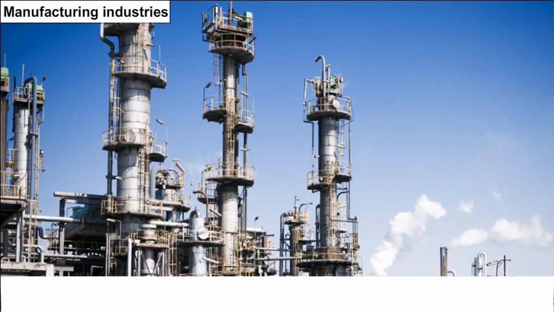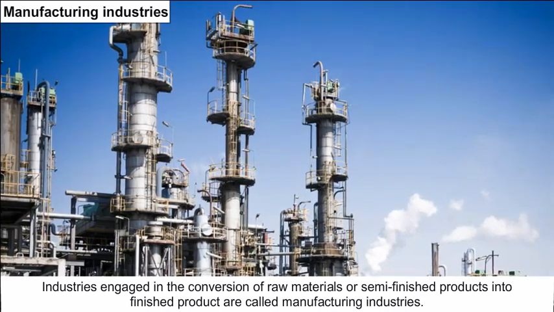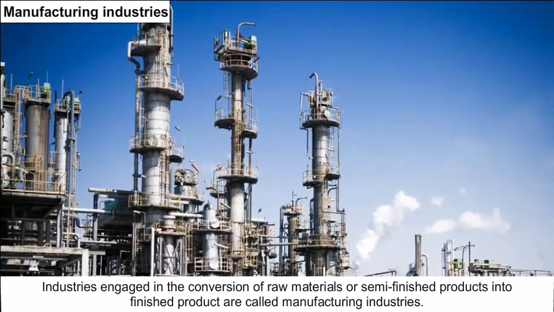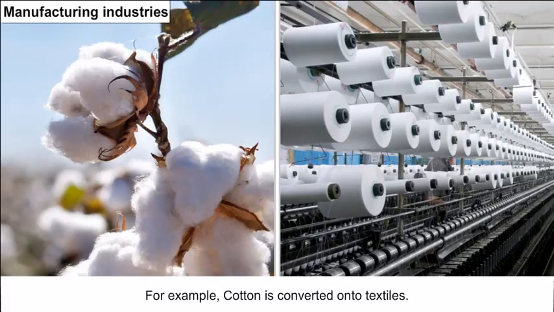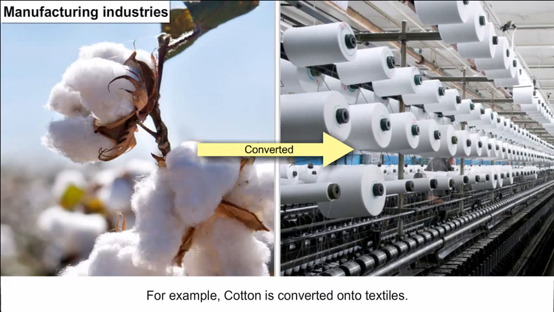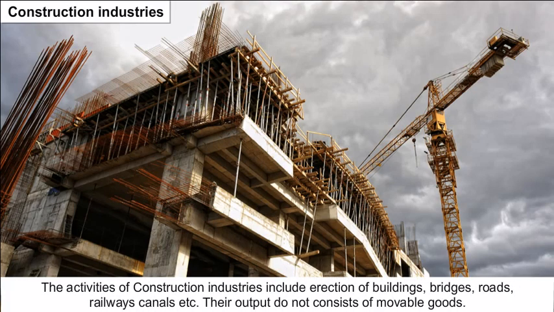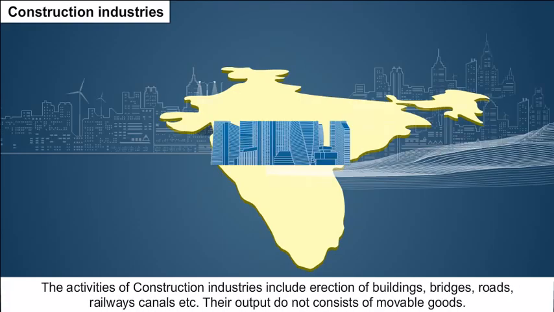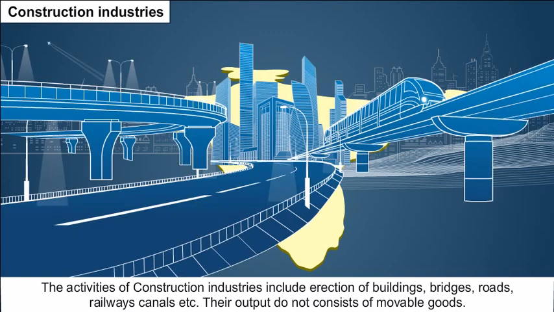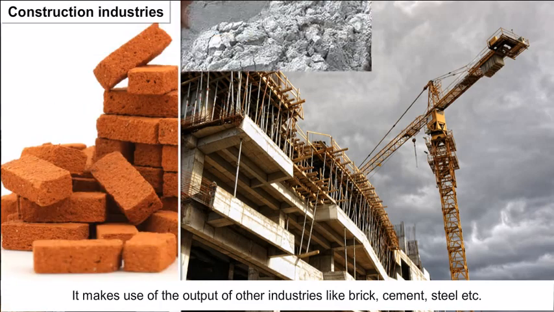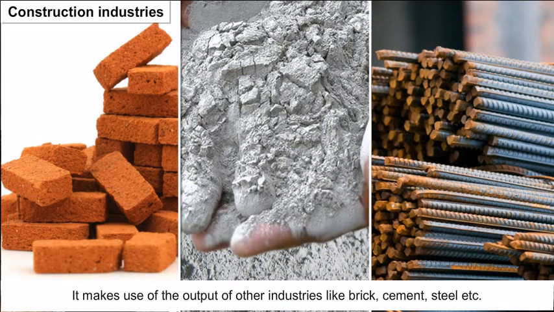Manufacturing industries. Industries engaged in the conversion of raw materials or semi-finished products into finished products are called manufacturing industries. For example, cotton is converted into textiles. Construction industries. The activities of construction industries include erection of buildings, bridges, roads, railways, canals, etc. Their output does not consist of movable goods. It makes use of the output of industries like brick, cement, steel, etc.